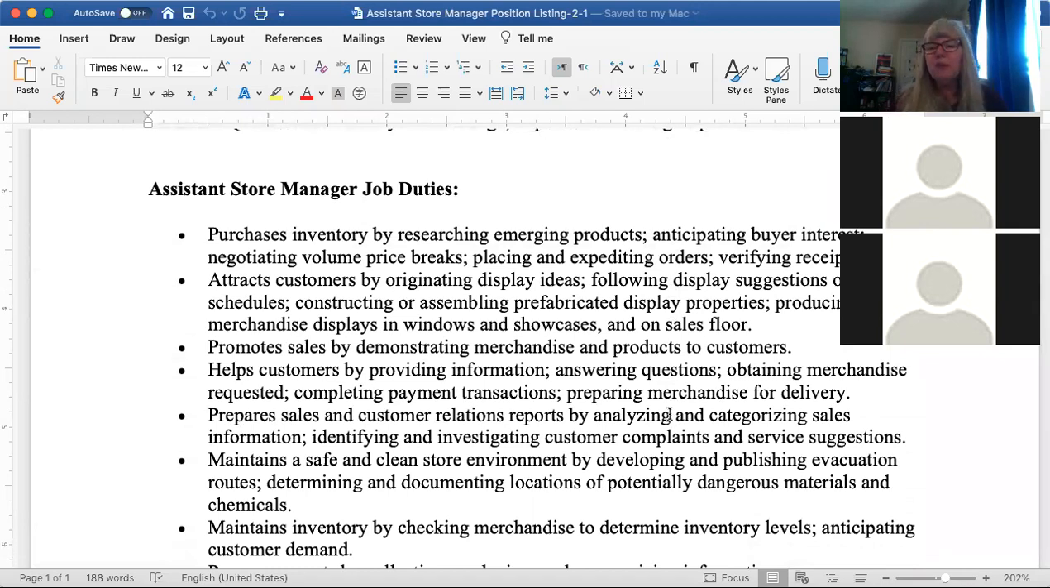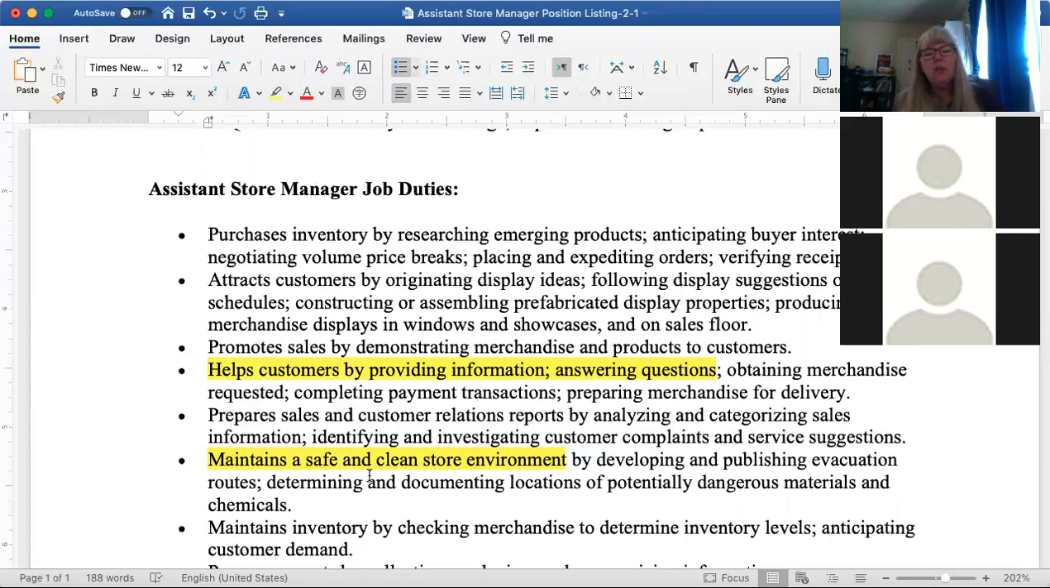As you're looking through here, I want you to consider what types of things I have done that are being asked for here. So for instance, helps customers by providing information, answering questions. Okay, so right there, I'm going to highlight that because I'm going to say, you know what, even if I haven't worked in a manager position, I'm good at providing information, answering questions, things of that nature. Okay, this here maintains a safe and clean store environment. Okay. So again, when you look at this, think about what that's looking at. That's really talking about organization, right?